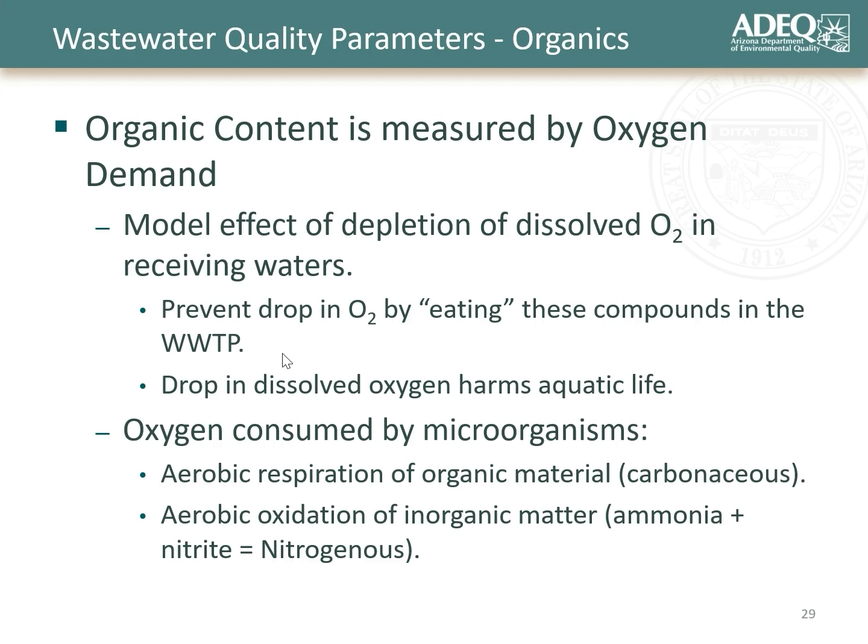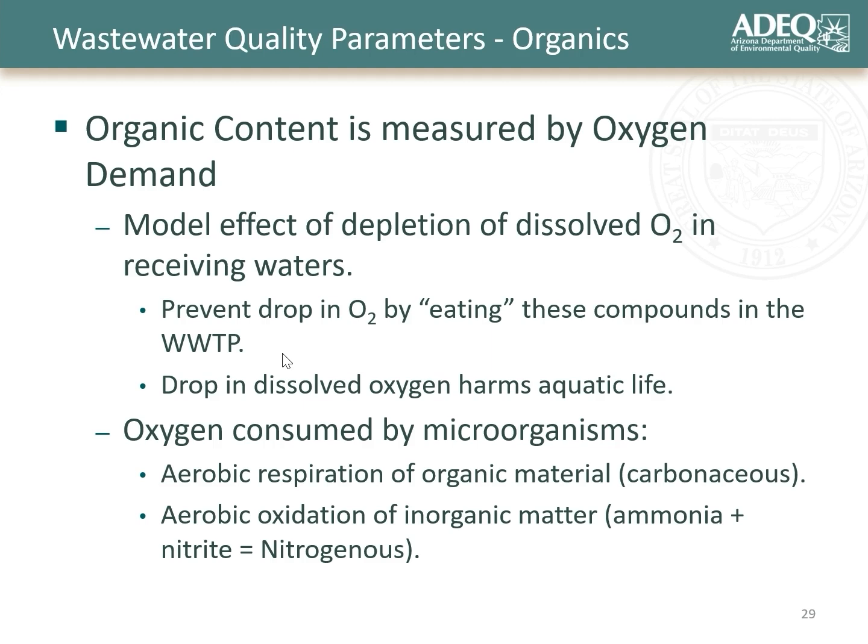So what happens is you discharge this organic material in the river, and bacteria in the river will take that organic material and consume it, and as a result of eating that organic material, they will consume oxygen as well. And so that causes a drop in dissolved oxygen in the river, which will harm aquatic life. So by using oxygen demand as our proxy, we number one have a way to measure the organic content, but then also understand its potential impact.